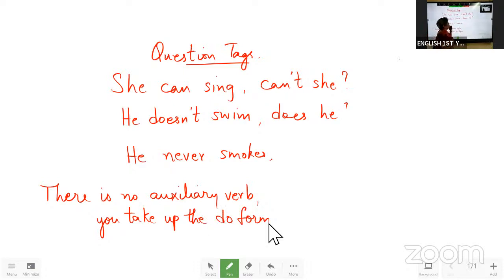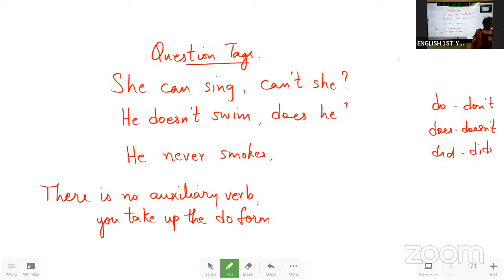What are the do forms? Do, don't, does, doesn't, did, didn't. Use the appropriate one. If it's positive, then you use the negative. When it is negative, you use the positive. Since it's negative, he never smokes, does he?